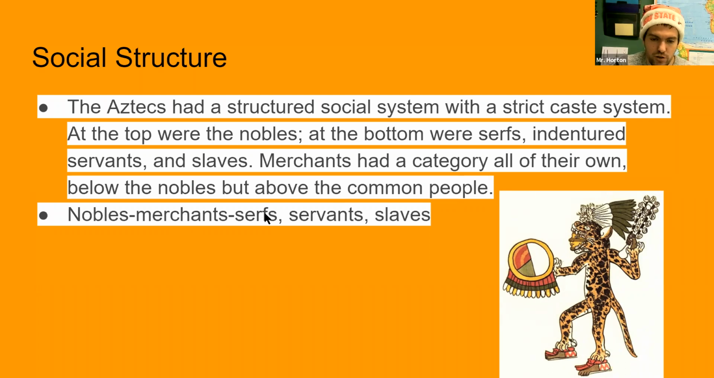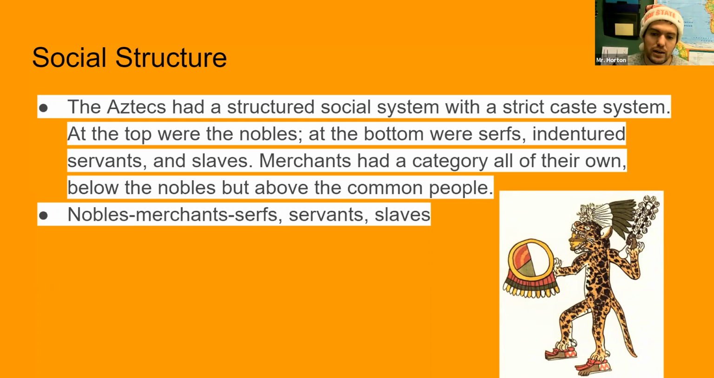Then below them were the serfs. The serfs were the people who were farmers and worked to make different materials. And then you have the indentured servants below them. Indentured servants were people who worked manual labor, and they were paid for it. They were paid to build the plazas, build the buildings, and help work in the markets.